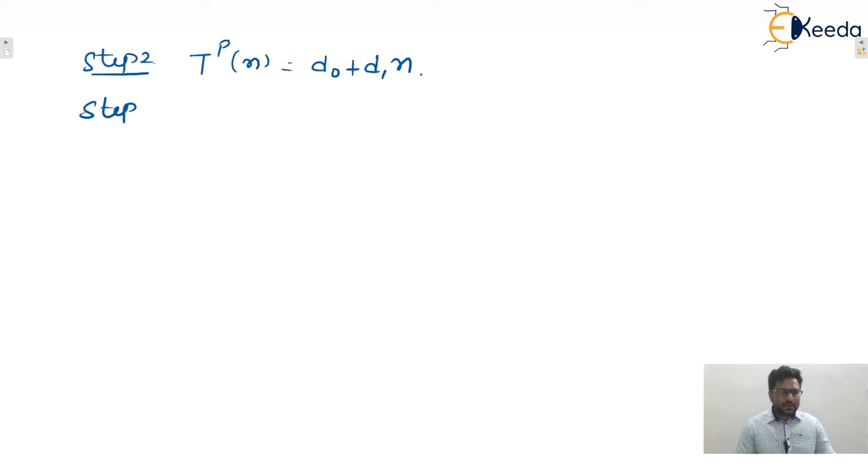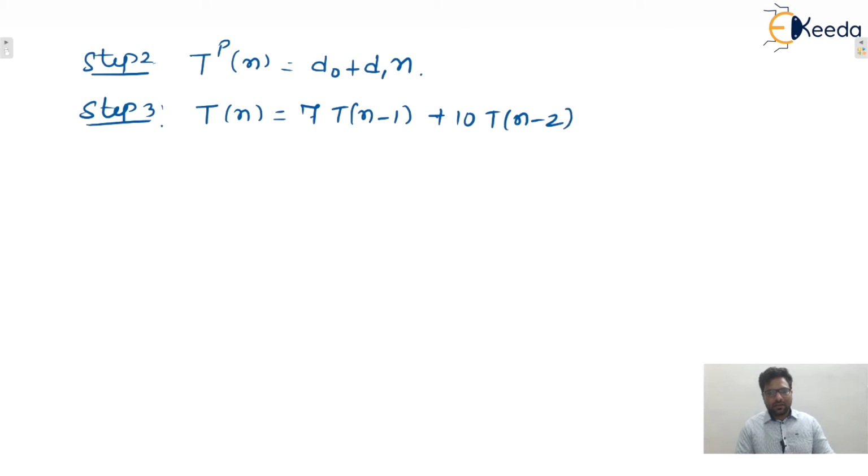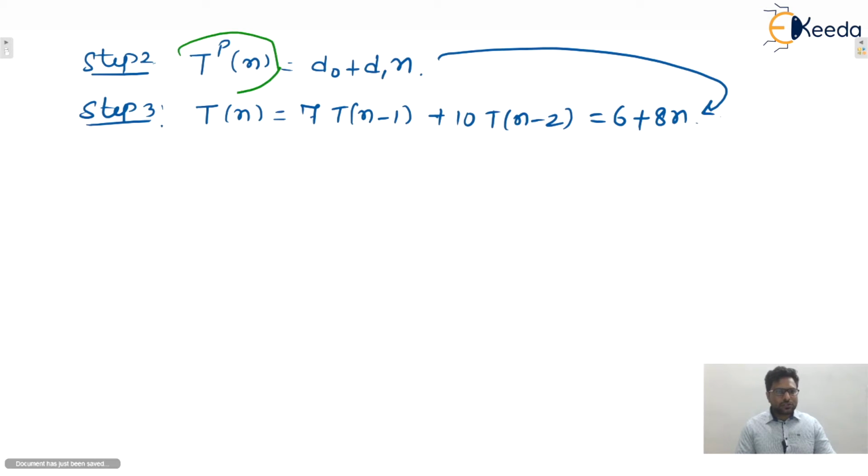And what is the next step? Step 3, you only tell me. Given recurrence relation is what? This one, isn't it? This is the given recurrence relation. Now put the particular solution in the given recurrence relation. This is also T n, P is only for indication. So put d naught plus d1 n in this given recurrence relation. So what is it, let's say this one is what?